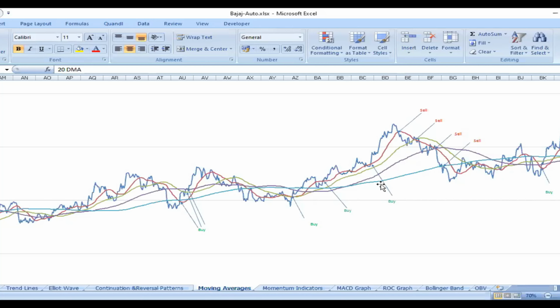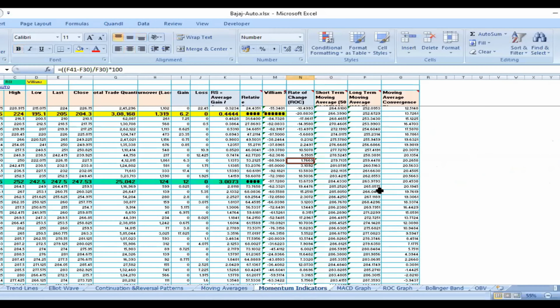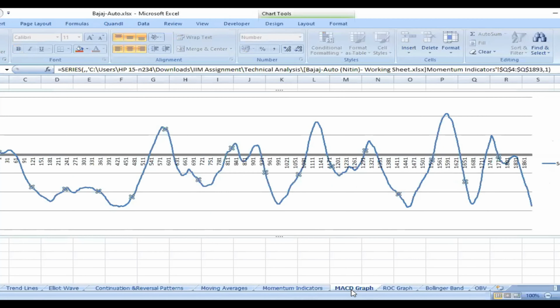So if you can go into moving averages and go into the signals, those signals would be generated based on this analysis. Going to the momentum indicators even further, and this is again all these calculations, but I would rather show you some of the graphs. So let's cover MACD.